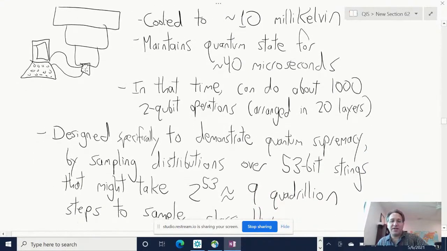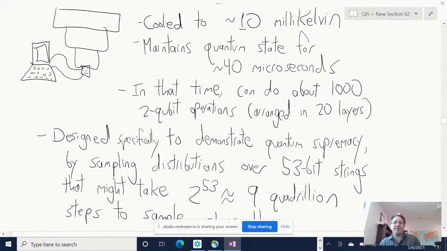Now, this entire chip was specifically designed just to demonstrate quantum supremacy, along the lines that we had proposed in 2011 or so, based on sampling problems. By sampling from some probability distribution over, in this case, strings of 53 bits, the idea is that this chip can very quickly generate a sample from that distribution, on demand, in 40 microseconds.